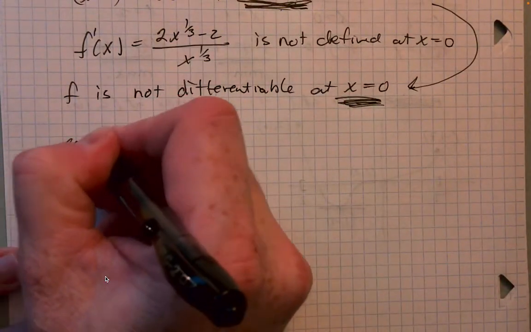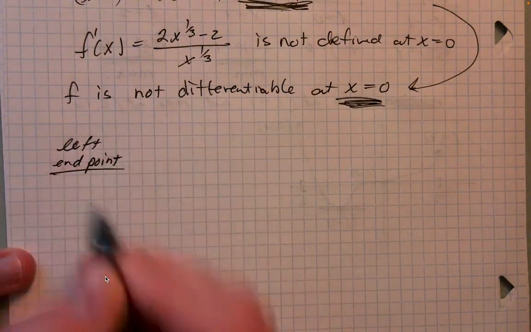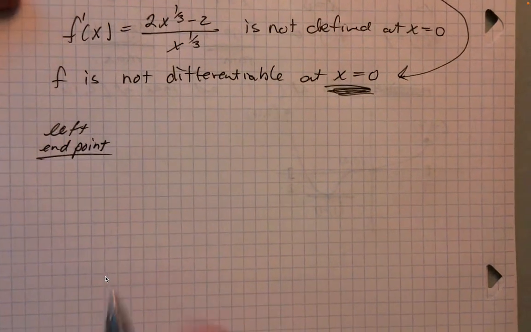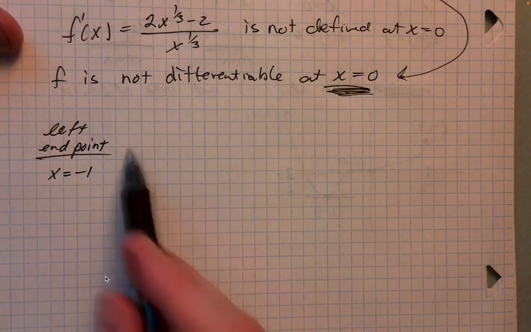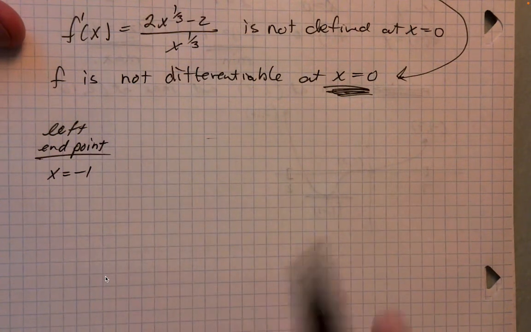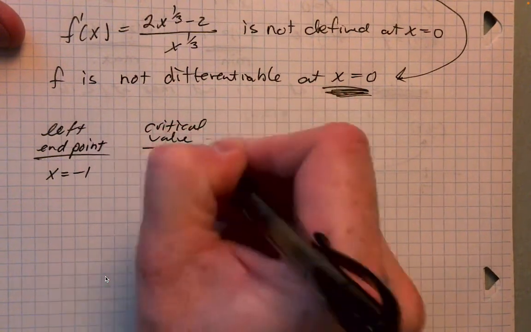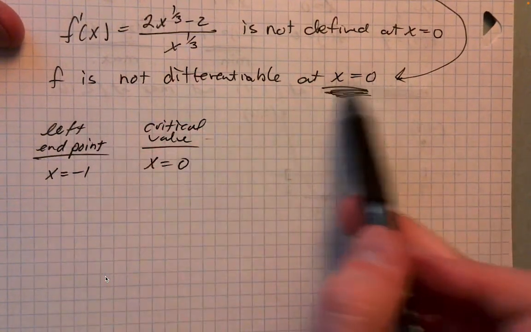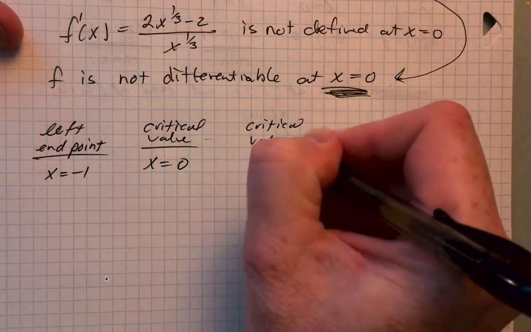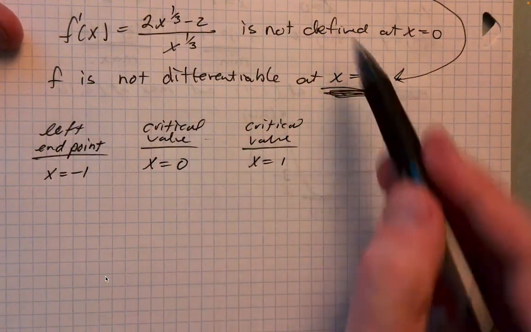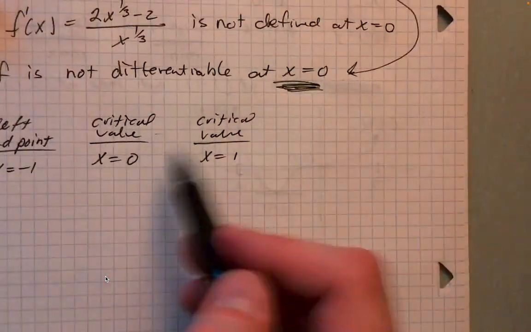And I like to do it this way because it makes the analysis hard to mess up. So you plug in the endpoint first. And then critical numbers, I like to just rank order them here in the middle. So you've got a critical value at x equals 0, right? That's the non-differentiable point. You also have a critical value at x equals 1, right? That's the root of the derivative here. And those were the only two critical values we found.